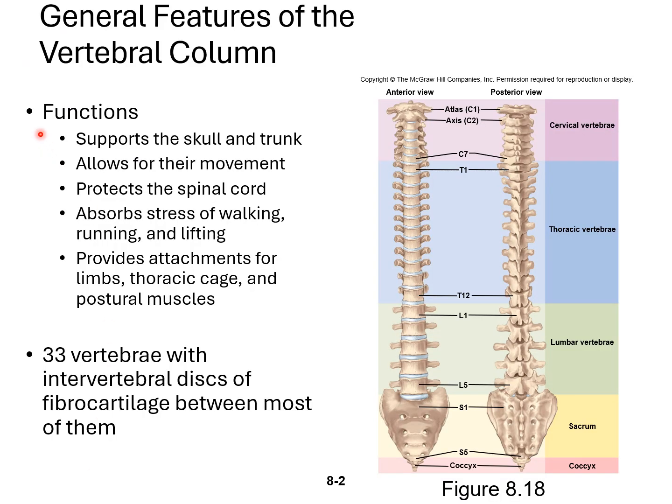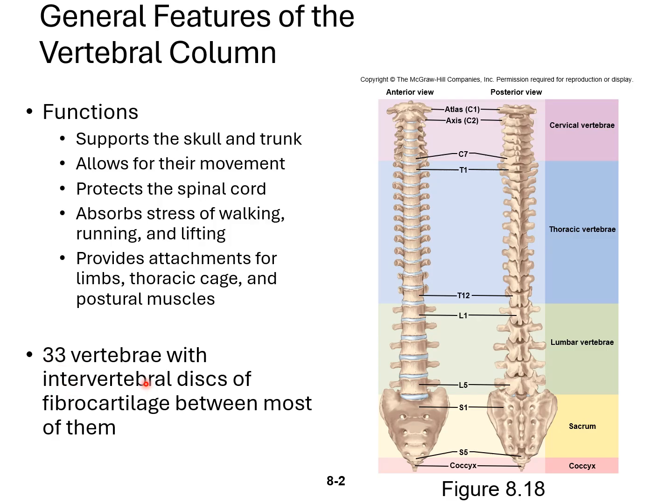Functions: it supports the skull and the trunk, allows for their movements, and protects the spinal cord, which we'll learn about in AMP, in a couple of chapters in AMP1. It's going to absorb stress from walking, jumping, running, or lifting, and provides attachment for the limbs and all the muscles. You have 33 vertebrae.